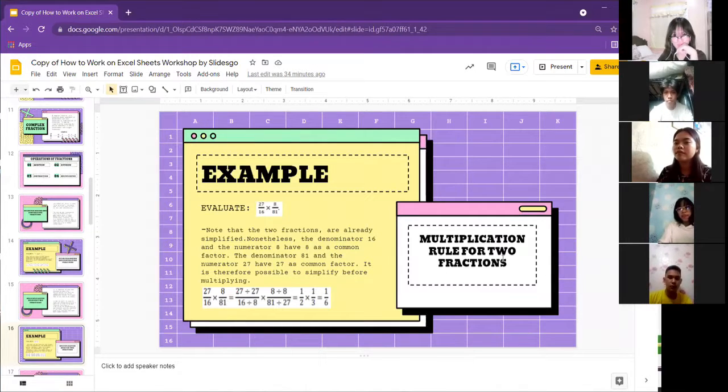Nonetheless, the denominator 16 and the numerator 8 have 8 as a common factor. The denominator 81 and the numerator 27 have 27 as a common factor.